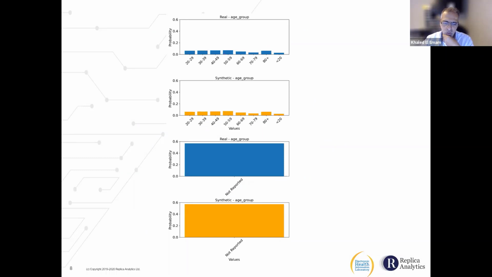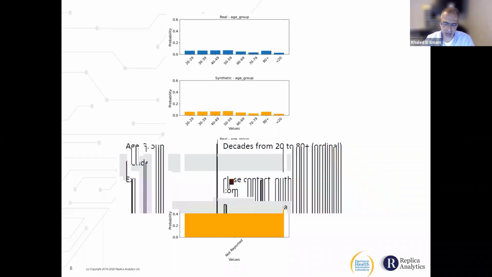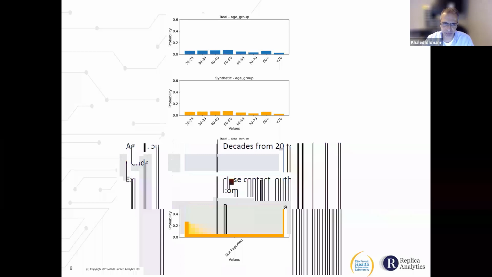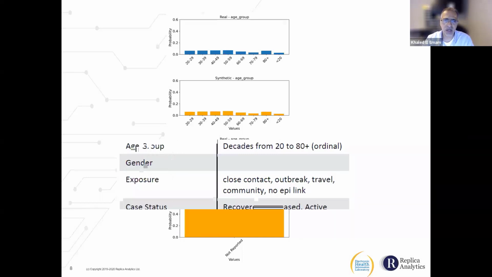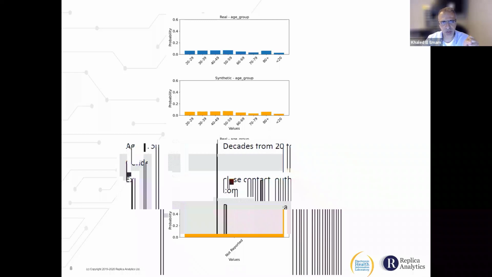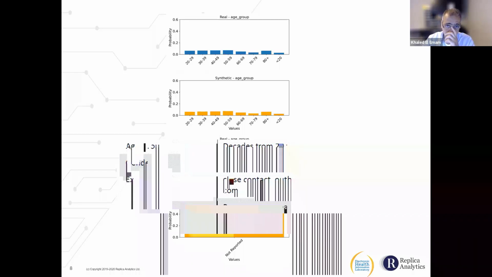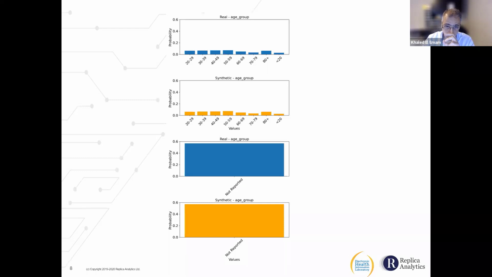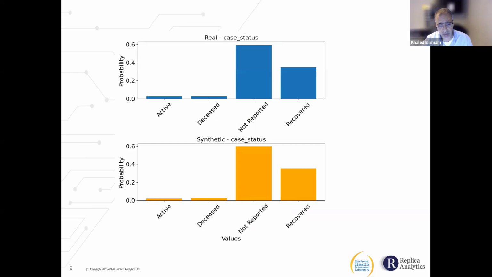So one obvious way to compare the data sets is by looking at the distributions of the individual variables, the marginal distributions between the real and synthetic data. So in these charts, we're looking at age or age group, and the blue is the real data set, and the orange is the synthetic data set. As we can see, the distributions are very similar between the real and synthetic data. They're not exactly the same. We don't want them to be exactly the same, but they're quite similar in terms of distribution. And then we'll look at a few more examples.